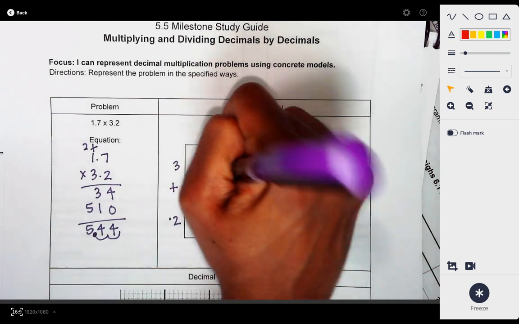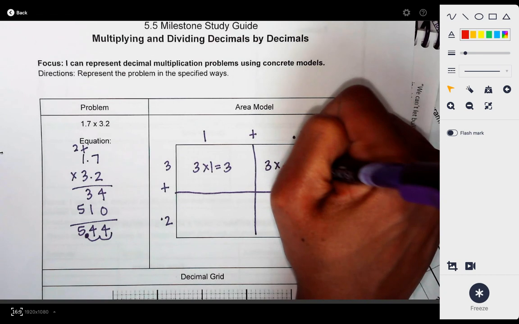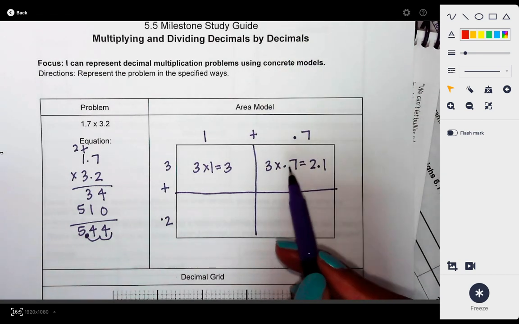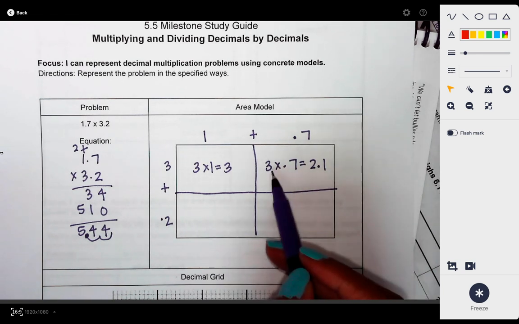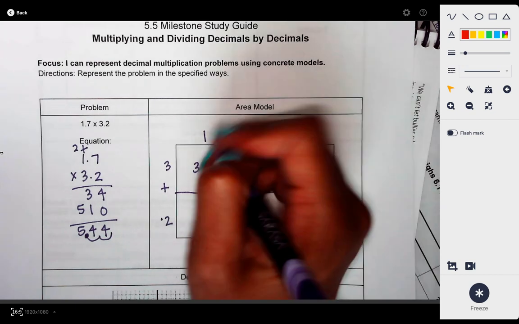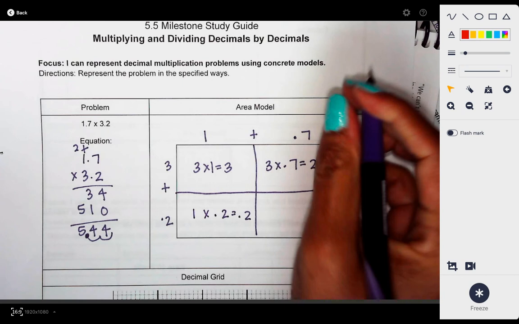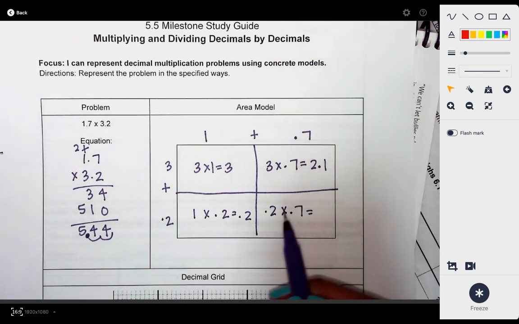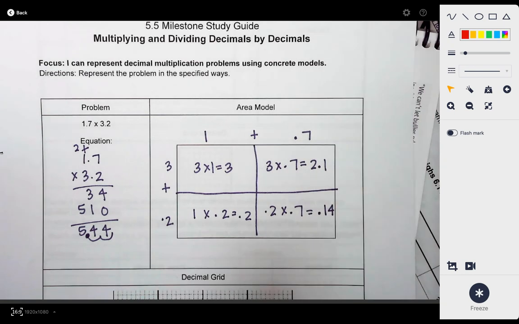3 times 1 equals 3. 3 times 7/10 equals 2 1/10. We know that makes sense because when you multiply by a number less than 1, like 7/10, it'll be less than the first factor, so 3. 1 times 2/10 equals 2/10. And then 2/10 times 7/10. Again, since we're multiplying by less than 1, our answer should be lower than 2/10. 14/100.